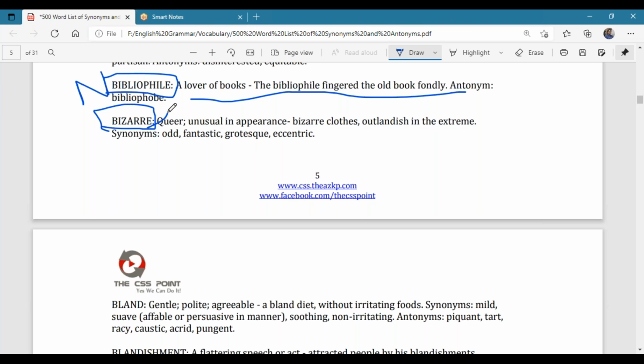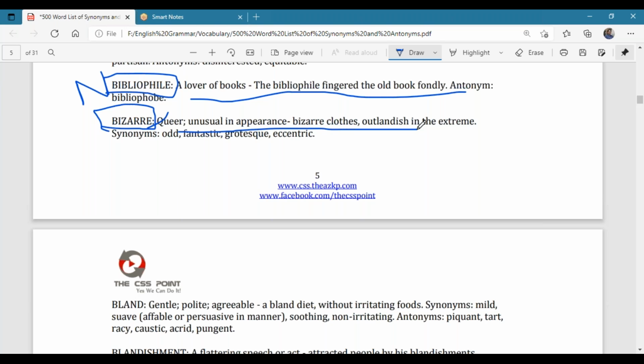Bizarre, in the sense of something which is unusual, strange, unfamiliar, very strange or unusual. Bizarre is an adjective, okay? Something which is not usual, something which is unorthodox, unfamiliar. You can say old fashioned or something which is differently fashioned, okay?